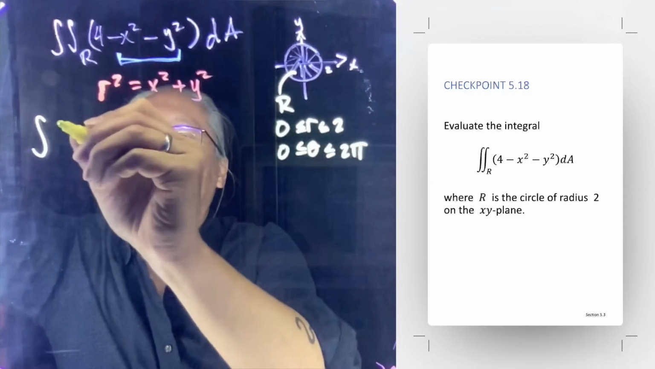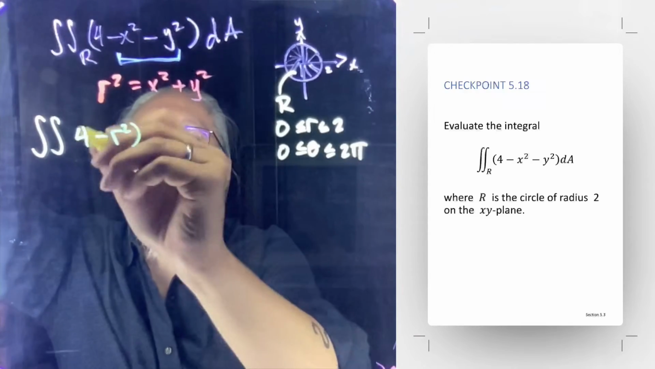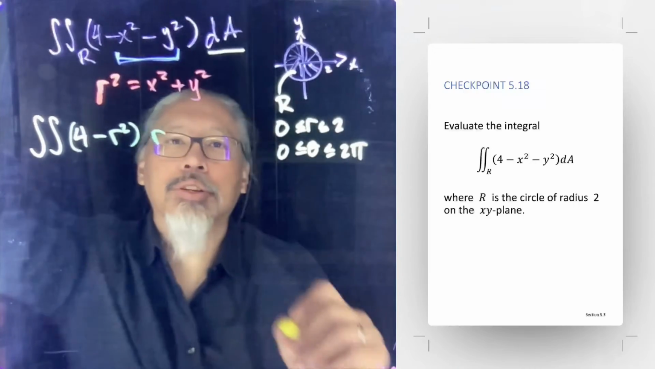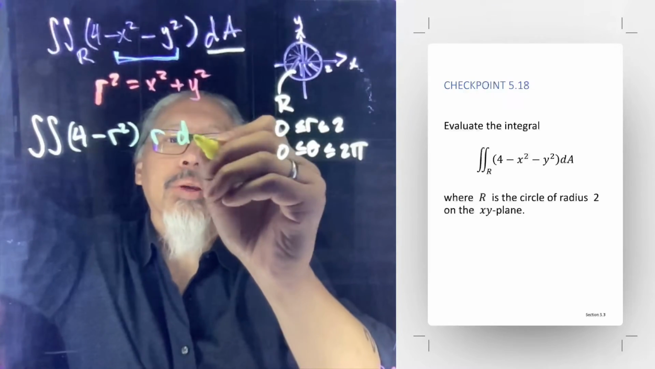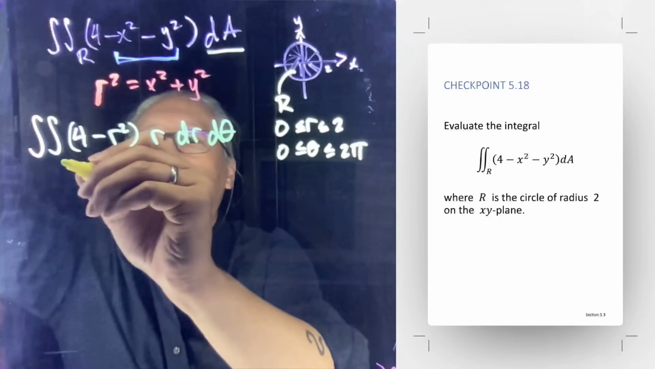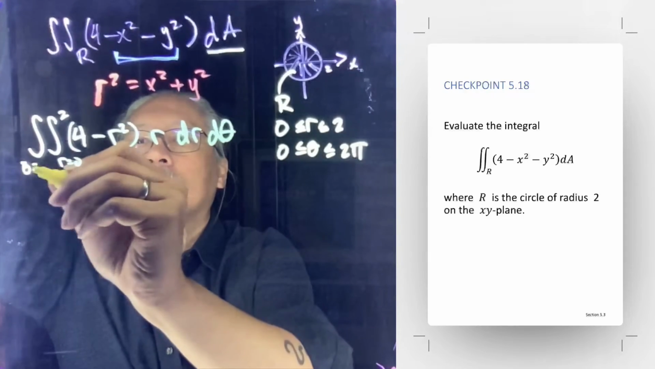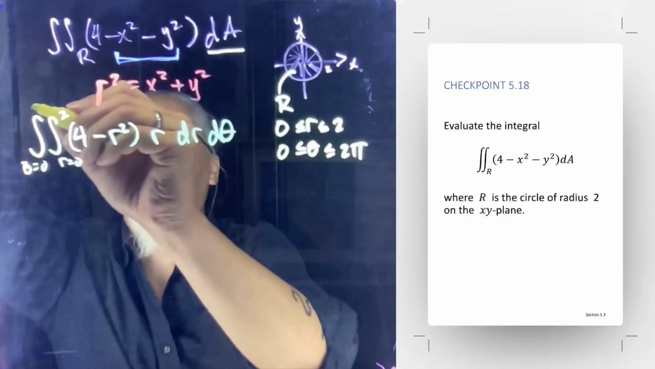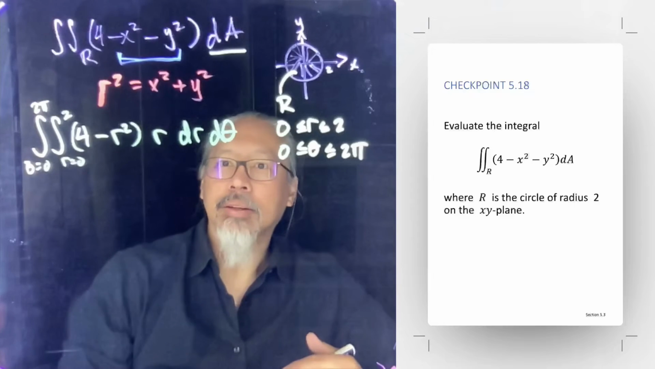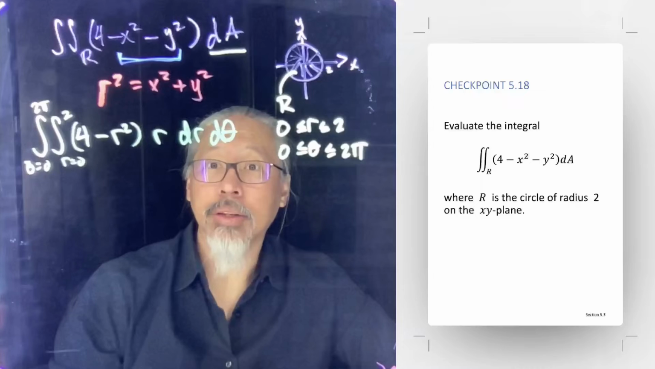Okay, so setting this up as our double integral, we're going to change this into 4 minus r squared, as we stated. And now our dA is going to produce an extra r before we get to the dr d theta. Now our r limits go from 0 to 2, and our theta limits go from 0 to 2 pi. All right, so that's your double integral now fully in polar coordinates.